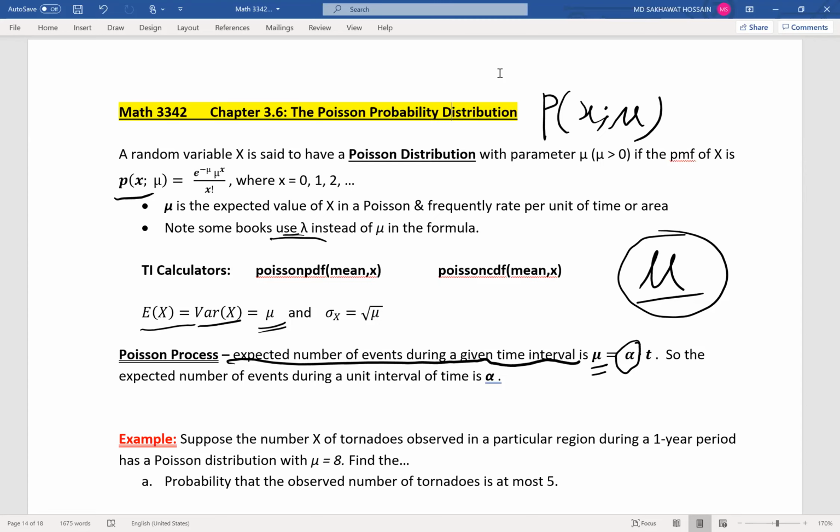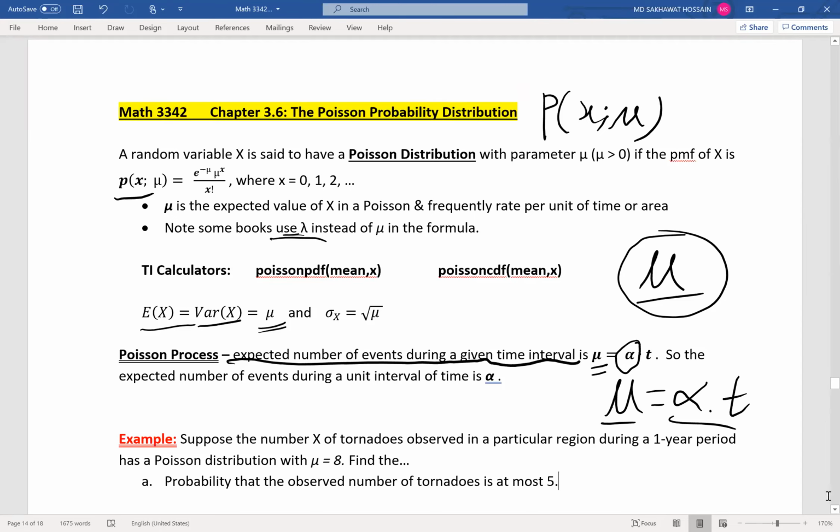So in that case, you have to calculate the mu. The mu will be the expected number during a unit interval times the number of hours or number of units given. So that means times t. So mu will be alpha times t. So sometimes the mu will be directly given, and sometimes you have to calculate the mu.